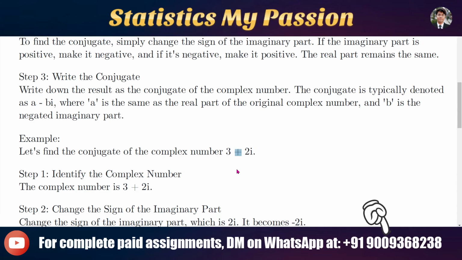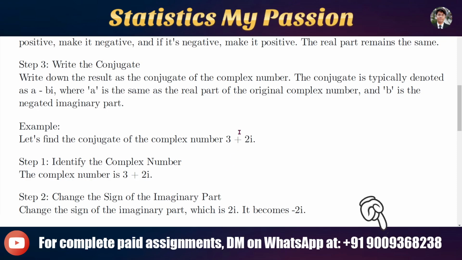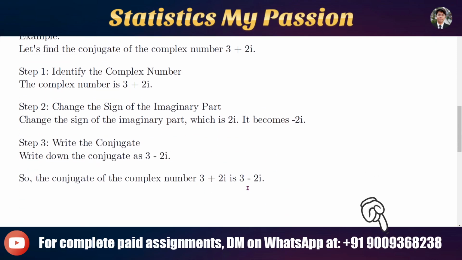The plus or minus means you always change the sign of the imaginary part. Like 2 iota, which is positive here, so we will simply change the sign from plus to minus. So 3 plus 2i is converted to 3 minus 2i. The conjugate of the complex number is simply 3 minus 2 iota.